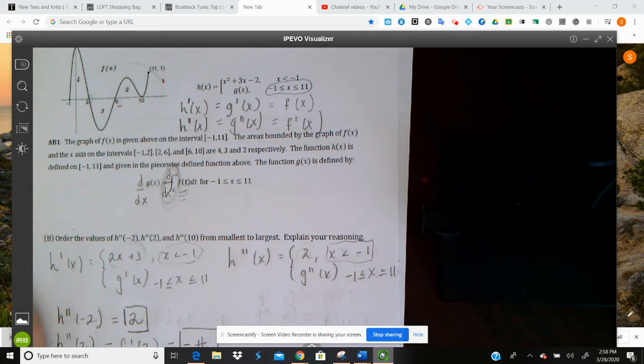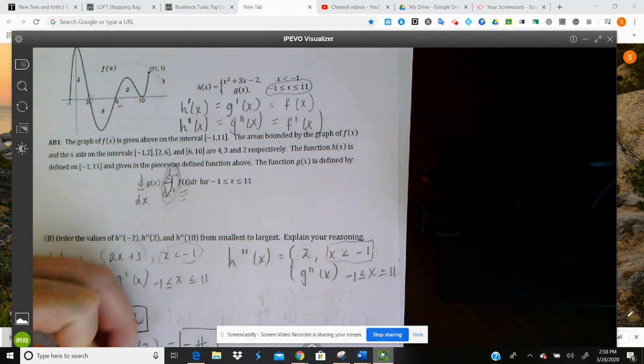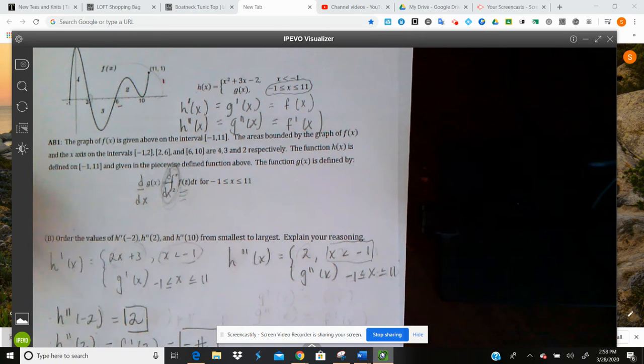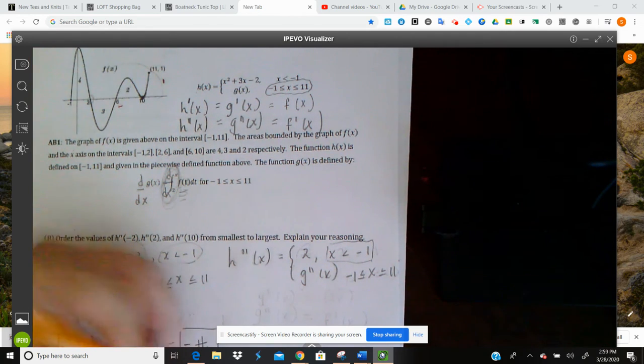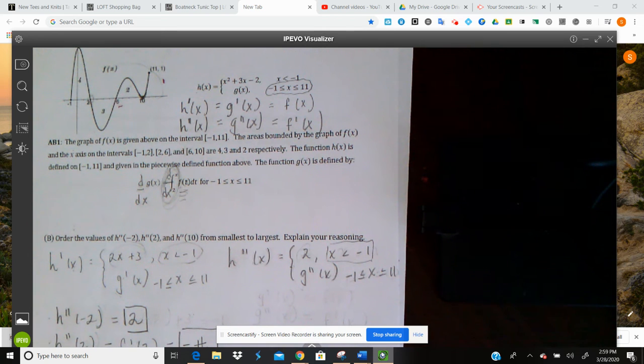All right, now h double prime of 10, same idea. That's going to equal f prime of 10, which means that we're going to go over here and look on the graph at 10, and because it's changing directions there, we know that the slope is going to equal 0.